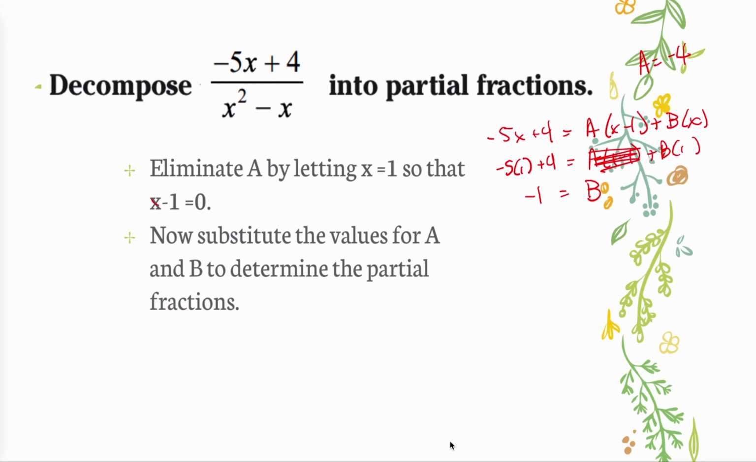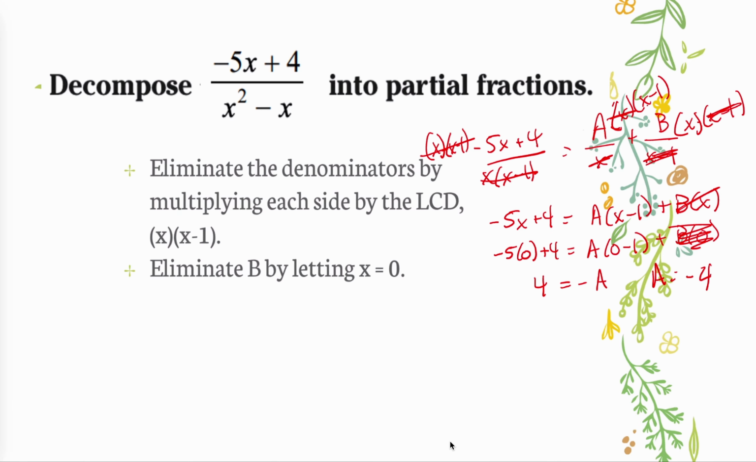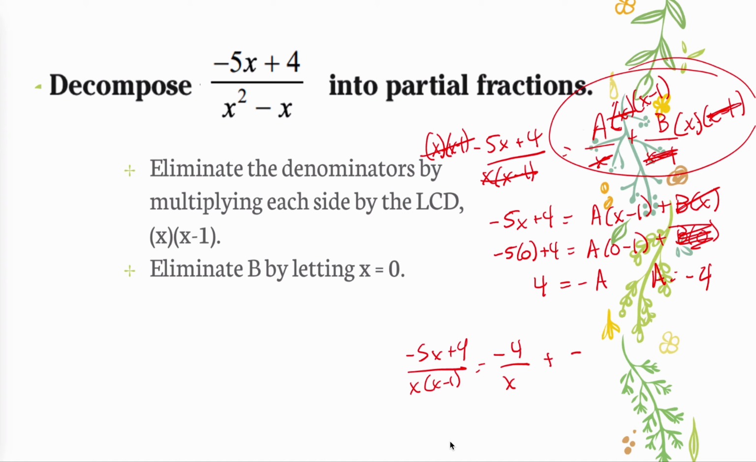Then we go back to the original where we split it into two fractions and substitute the values for a and b to determine the partial fractions. So a is negative 4 and b is negative 1. So we go back here, and make this negative 5x plus 4 over x times x minus 1 equals negative 4 over x plus negative, or plus negative 1 would be minus 1 over x minus 1.